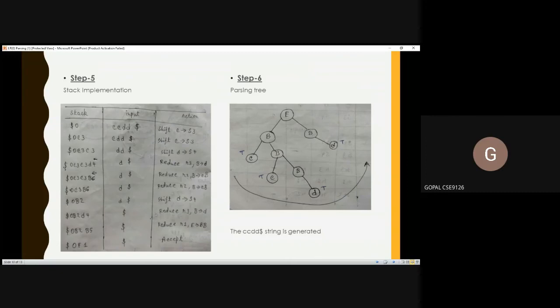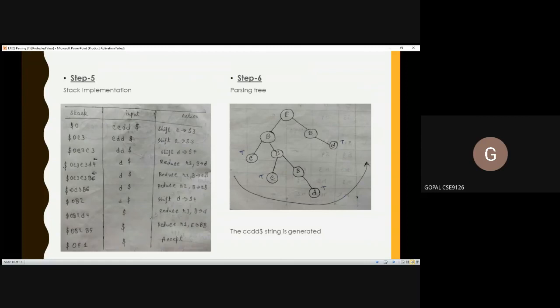Reduce R3, B goes to BD. After that, in the stack, we have to replace the D with B. So take here 0B2 capital B. And for reducing, we're going to have to consider the 2. Second position B is 5. So here 0B2B5. And the remaining string is the dollar.